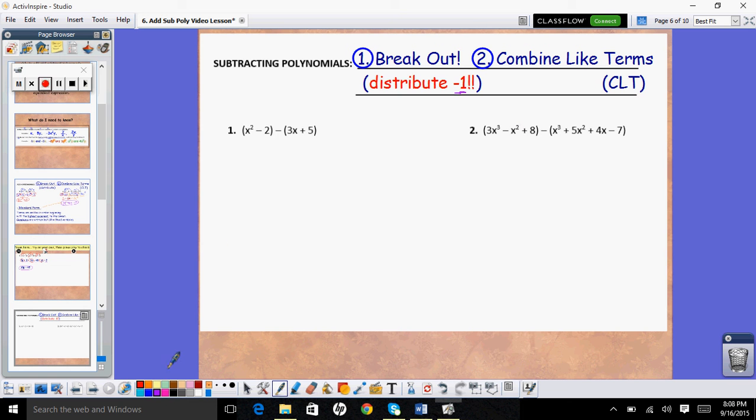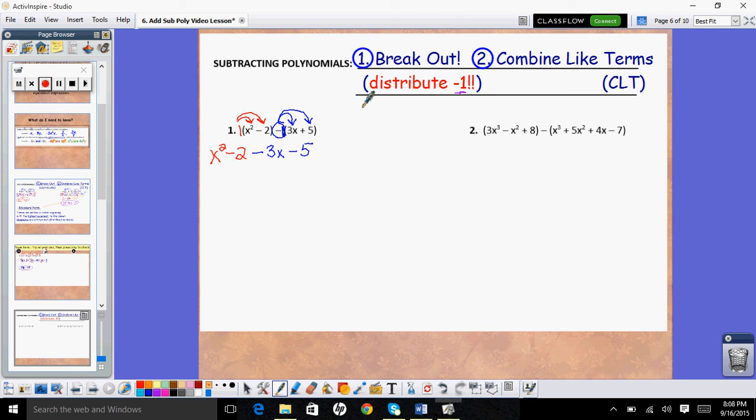So how is this different than before? Only slightly. In front of this group, to break it out, there's still a positive 1. I distribute and get x squared minus 2. In front of this set, however, we have a negative 1 to distribute. This negative 1 times 3x changes this to negative 3x. This negative 1 times positive 5 changes it to negative 5.